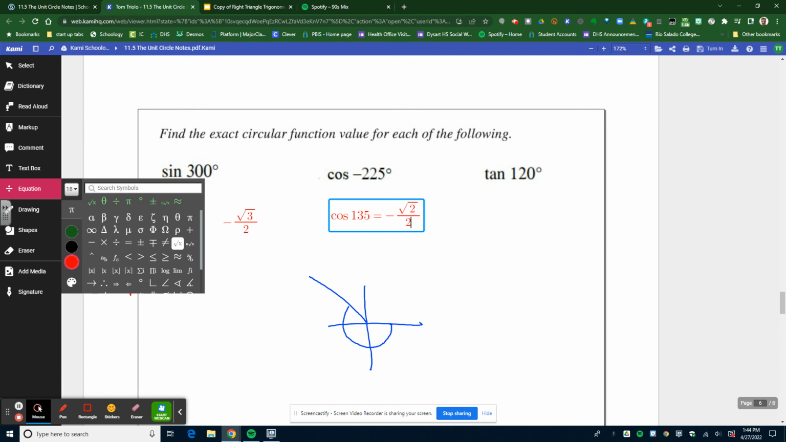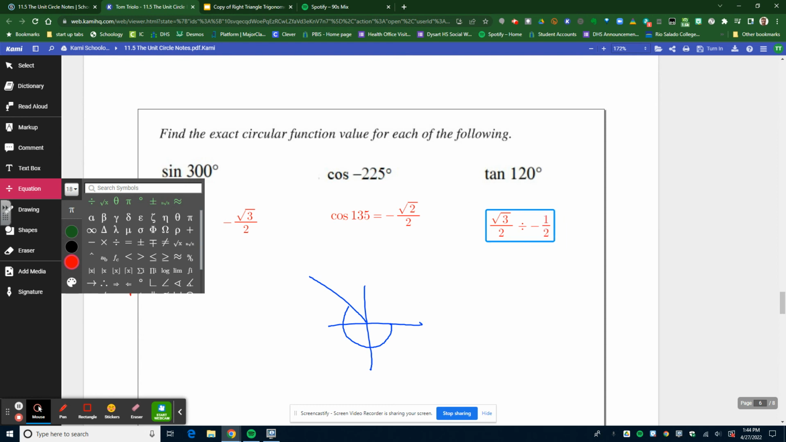Okay. Tan 120. Set it up for me, Santiago. What's the y value of 120? Square root of 3 over 2. You see how it's the same numbers over and over? It's not tricky. I'm not trying to mess with you. And then it's division, and the y value goes on top. The x value is going to be negative 1/2. So we know our answer has to be negative.